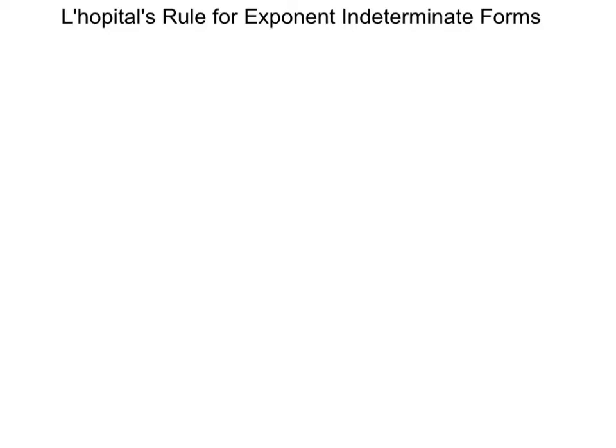Alright, now we move on to the good stuff. We're using L'Hopital's rule now on exponent indeterminate forms. There were three of them, remember. The three of them are 0 to the 0 power, 1 to the infinite power, and infinity to the 0 power. These are the three exponent indeterminate forms.